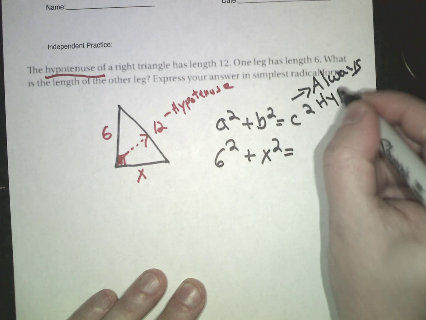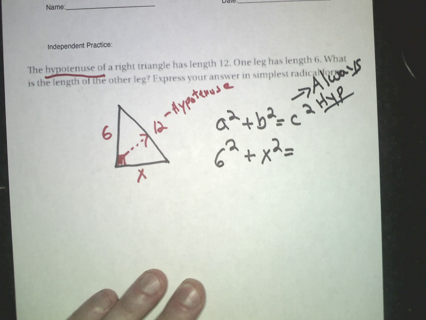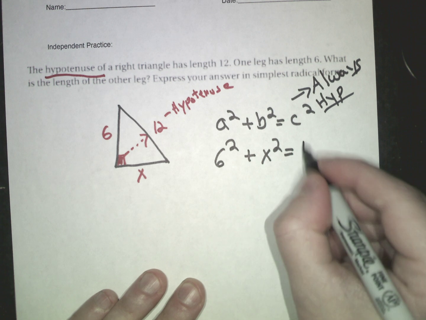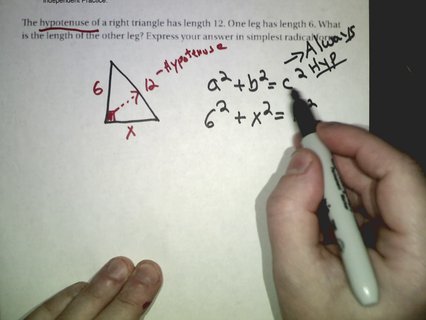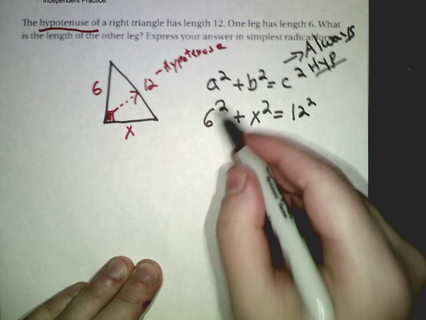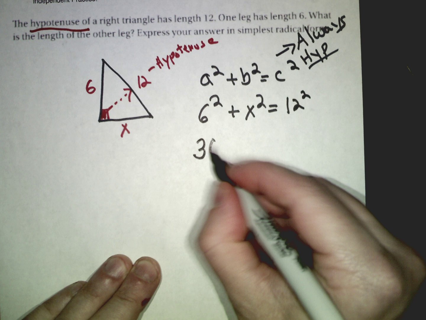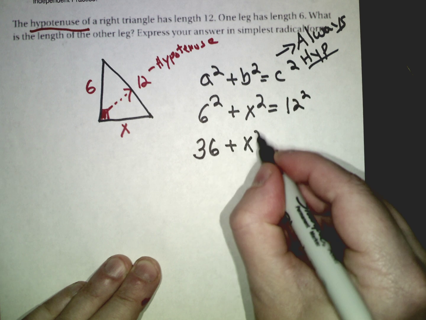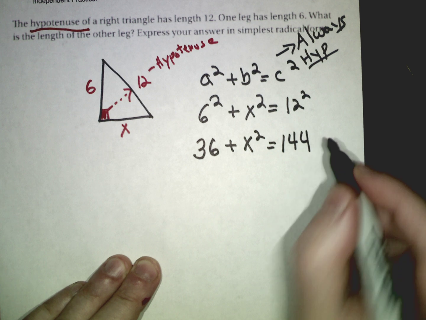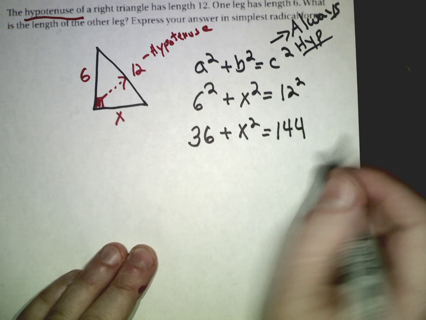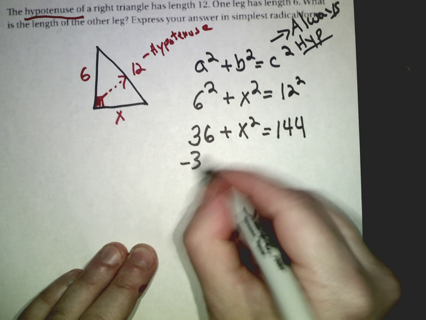I usually spell hypotenuse HYP, just to let you know. And 12 squared. A squared plus b squared equals c squared. 6 squared, 36. Plus x squared equals 12 squared, which is 144. I did that all in my head. I have that memorized. All right, so negative 36.